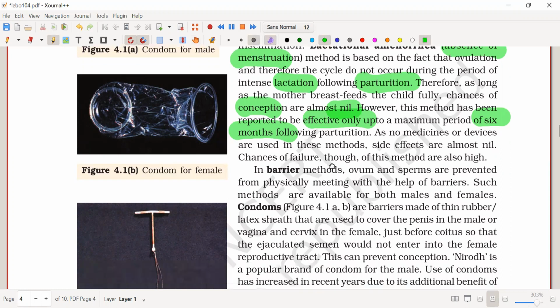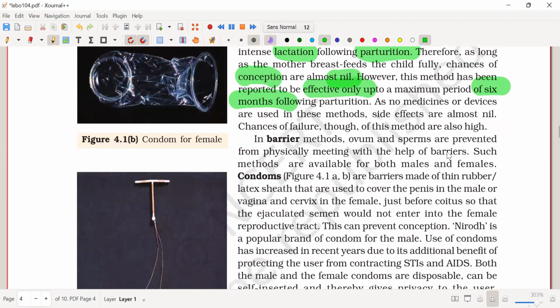In barrier methods, ovum and sperm are prevented from physically meeting with the help of barriers. Such methods are available for both males and females.